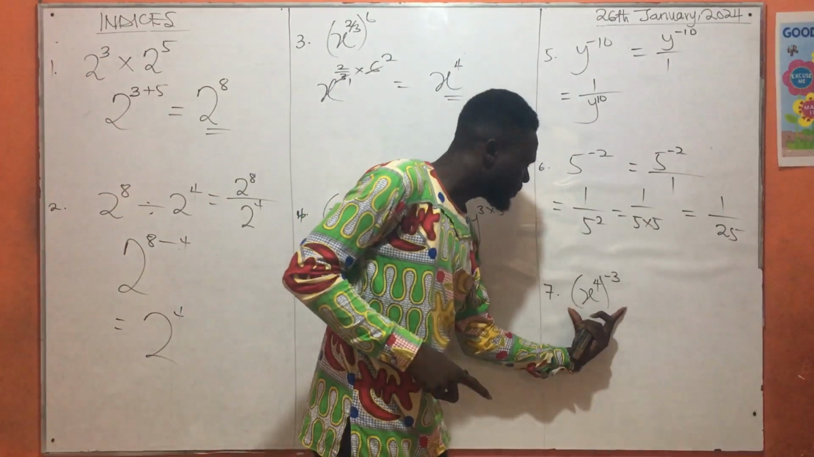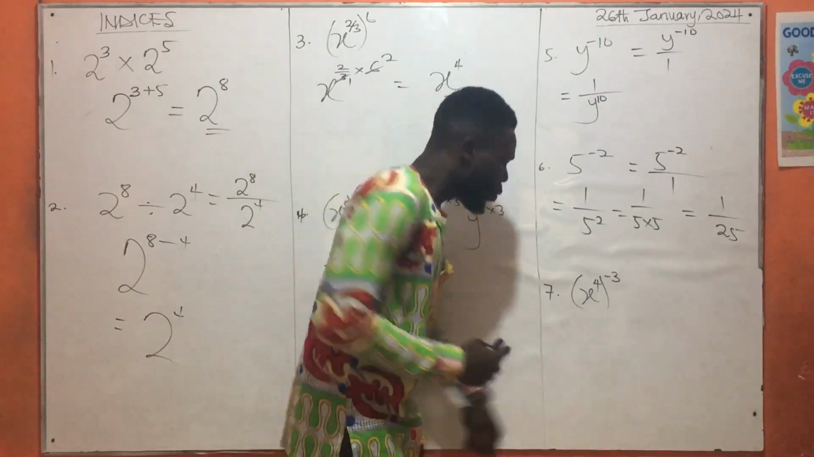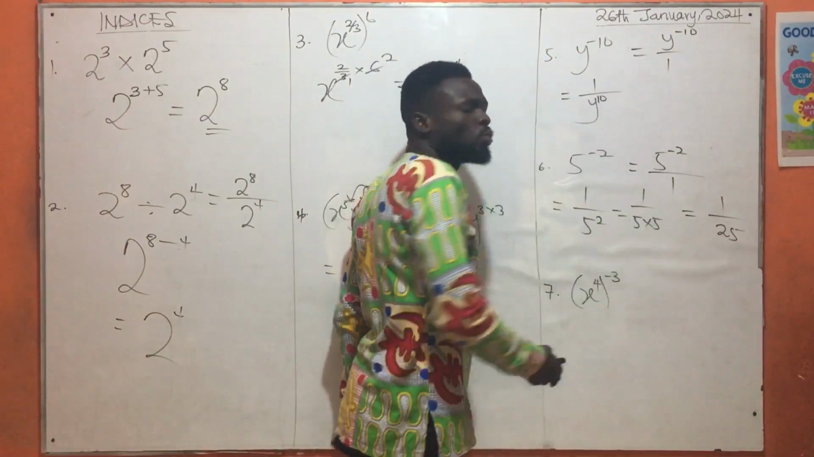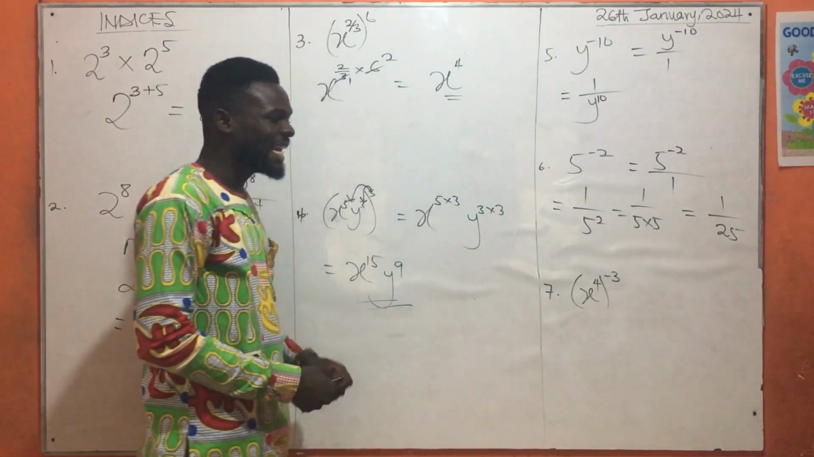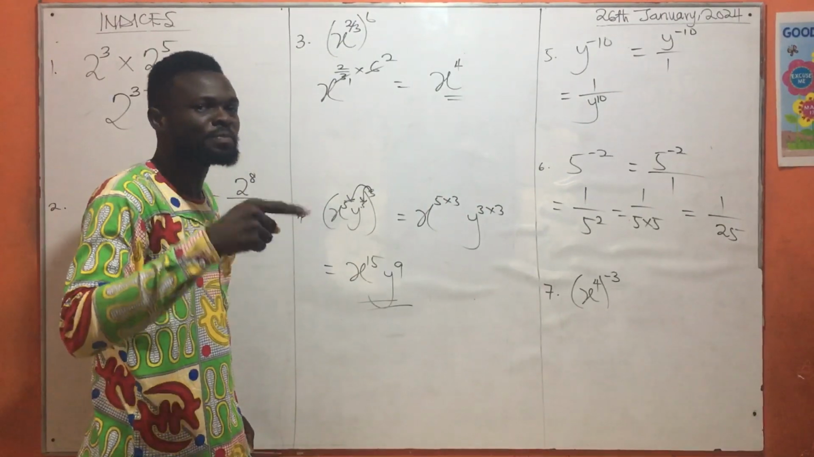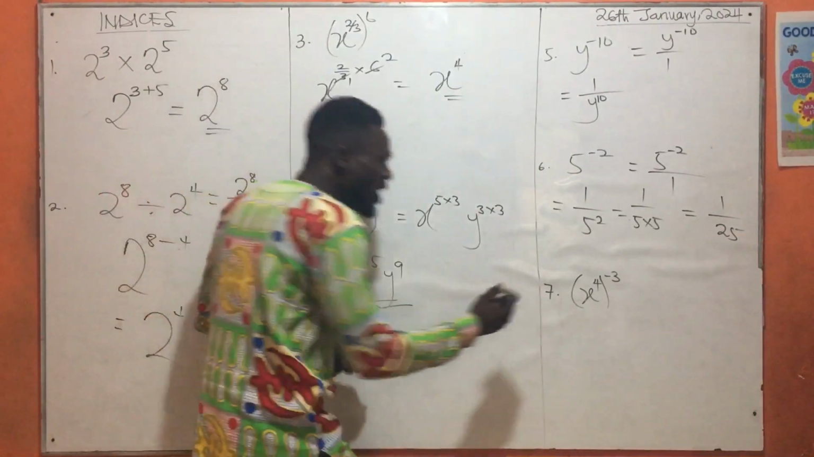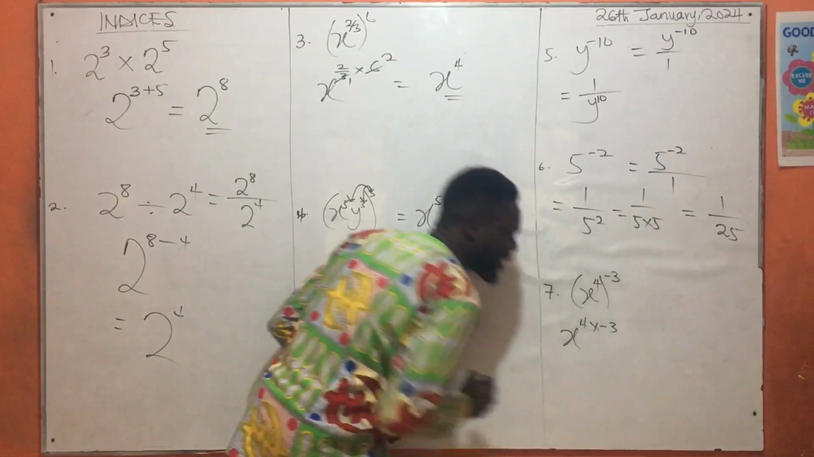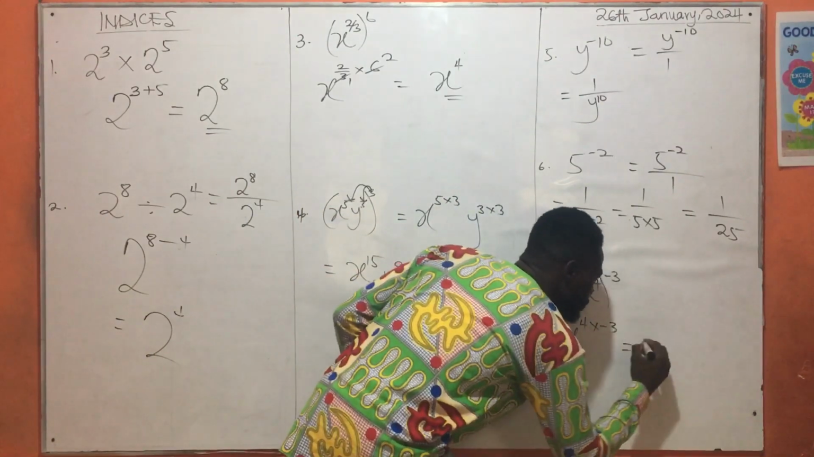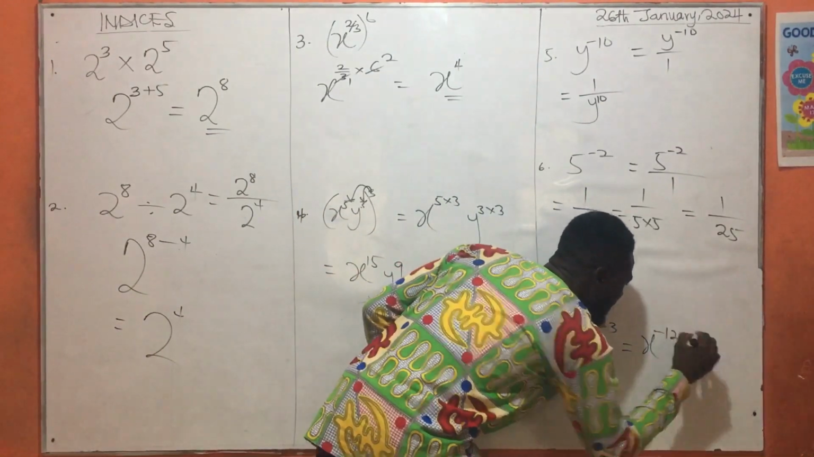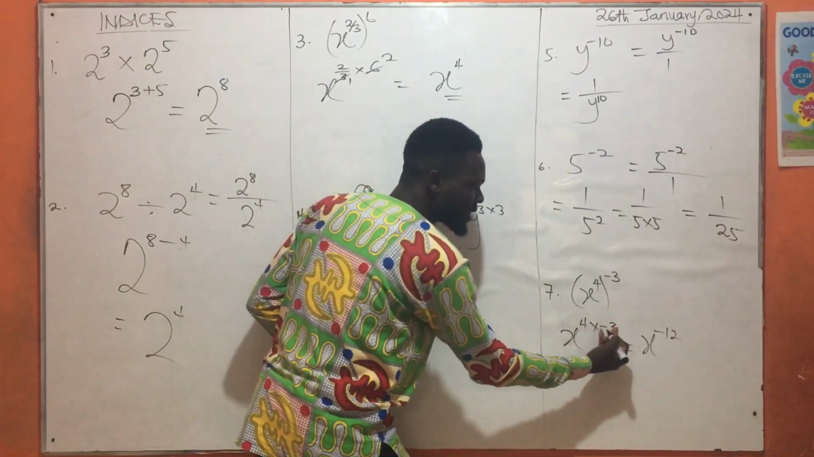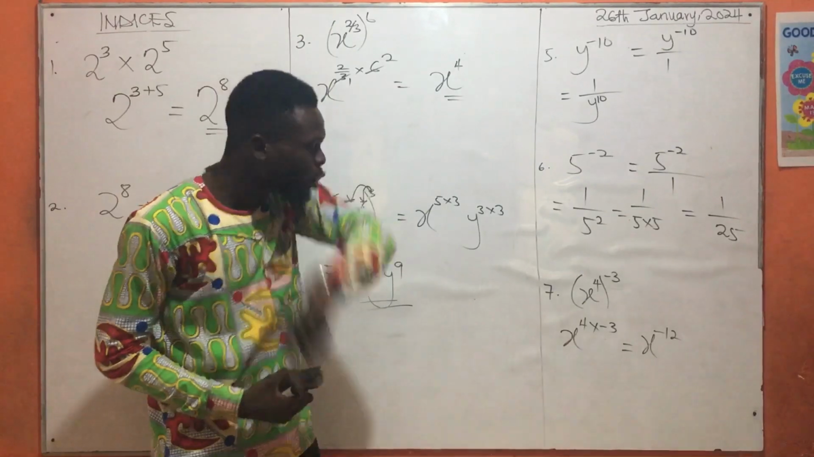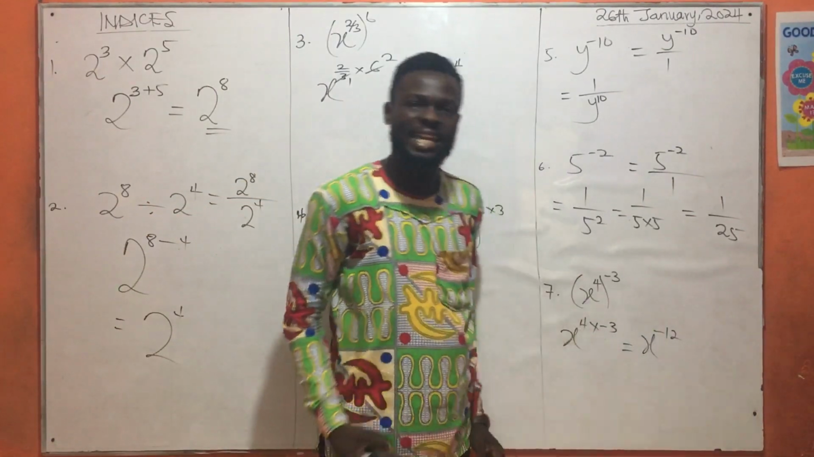Now the last one, this is the third law. When a number is raised to a power, and it is again raised to another power, what does it say? It says multiply the what? The powers. So if you multiply the powers, you have x raised to the power 4 times negative 3. Now this is going to give you x raised to the power negative 12, because 4 times 3 is 12 and negative times positive is negative. Now what were you told if the power is negative?